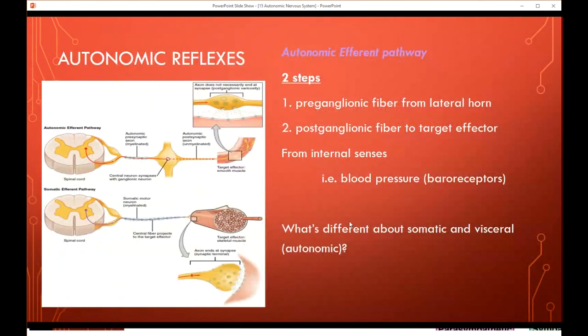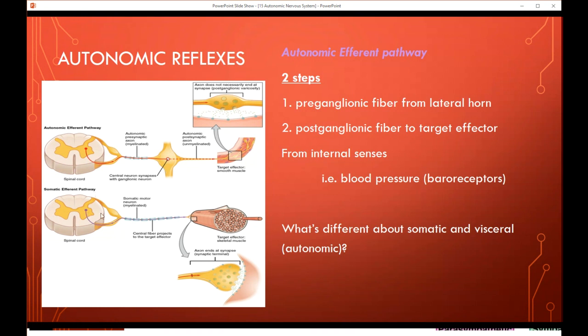For those autonomic reflexes, they actually have a two-step pathway. For instance, we have our preganglionic fibers. Those preganglionic fibers are going to come from the lateral horn, and the postganglionic fiber is going to hit that target effector. So these are going to be from our internal senses, like our blood pressure, for instance, which has a baroreceptor. Here is our autonomic pathway. We're going to come here, preganglionic fiber from the lateral horn, and it's going to hit that target effector right there.